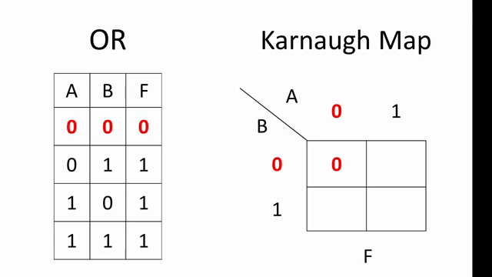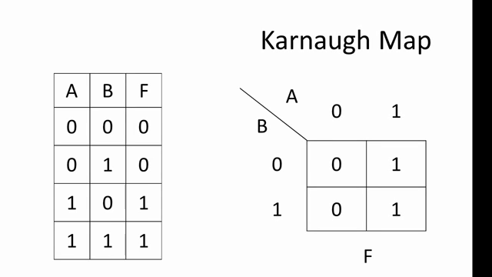We can see from the truth table that when A is 0 and B is 0, the output is 0. When A is 0 and B is 1, the output is 1. When A is 1 and B is 0, the output is 1. And when A is 1 and B is 1, the output is 1. Our K map is ready for use. We'll see this particular one again later.